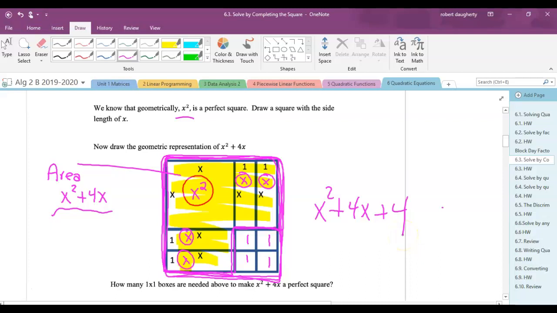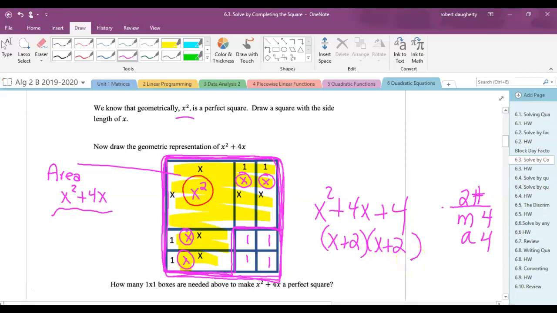Okay. How do I factor this guy? I need two numbers that multiply to what? 4 and add to 4. Are there numbers that multiply to 4 and add to 4? 2 and 2. So I could write this as x plus 2 times x plus 2.